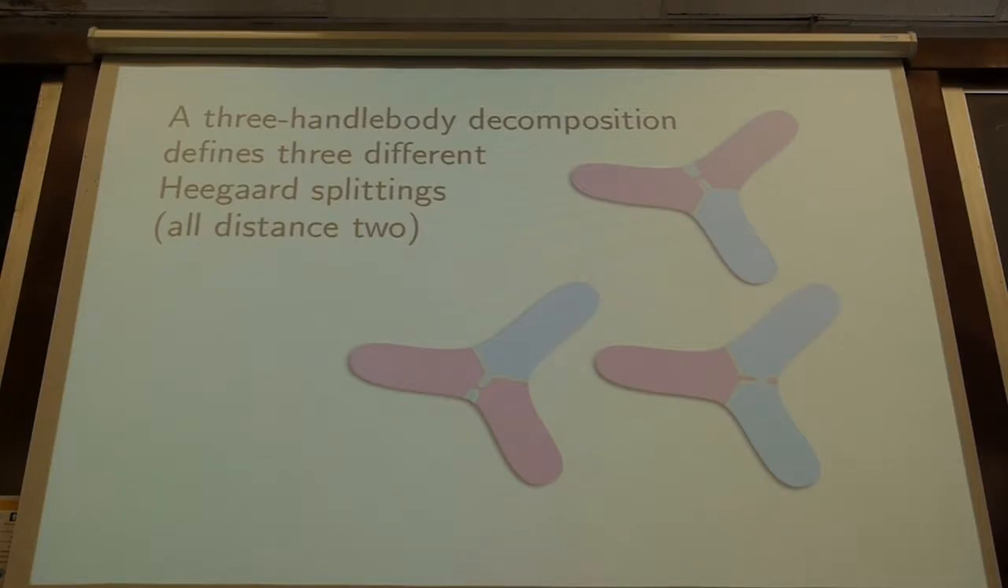So it turns out that the loop that you're gluing across is primitive in that handlebody. And so since we're only gluing along one primitive loop, we can get a handlebody.